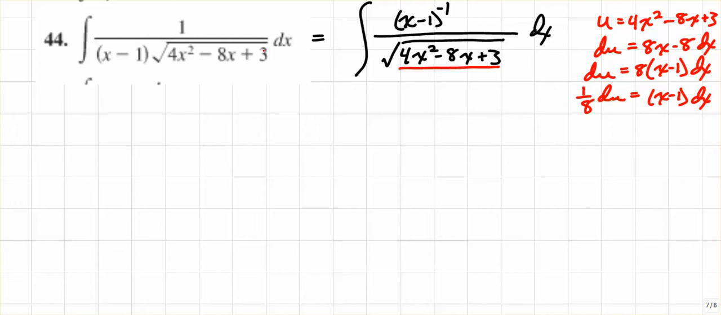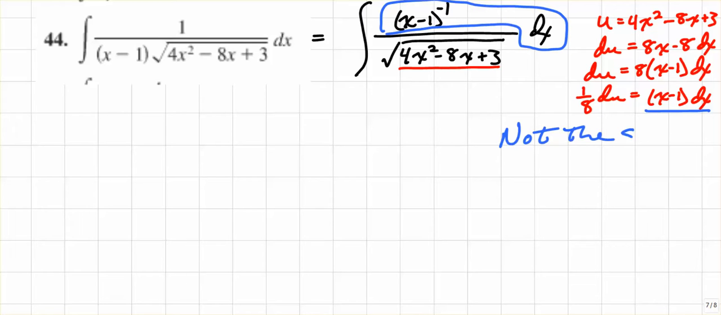But I don't have this anywhere. This is not this. They are not the same. So I need to try something else. This does not work.